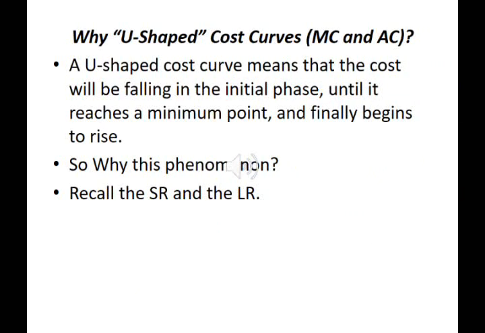So now we know how we can calculate the total cost facing any producer. Now it's time to understand, why do we have U-shaped cost curves? If you remember from the previous lecture, the marginal cost curve and the average cost curve were both U-shaped. This means that the cost was falling in an initial phase, reaches a minimum point, and then started to rise. So why do we have this phenomena of having U-shaped cost curves? This has something to do with the short run and the long run that we talked about previously. And this is what we will explain in the next slide.